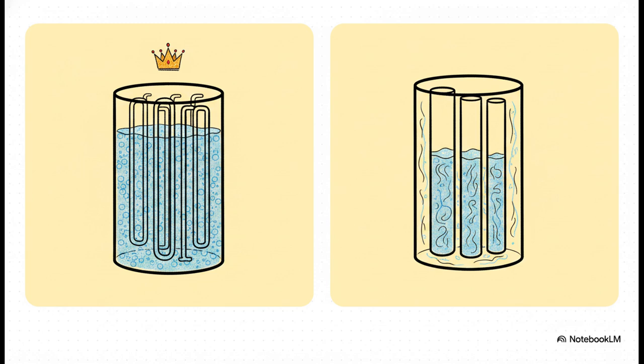On the flip side, we have the direct expansion type, or Gun-sik. It's basically the exact reverse. The refrigerant runs inside the tubes, and the water is in the shell. It's just less efficient overall, so it's typically reserved for much smaller, precision cooling equipment.